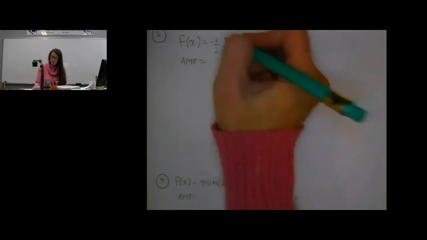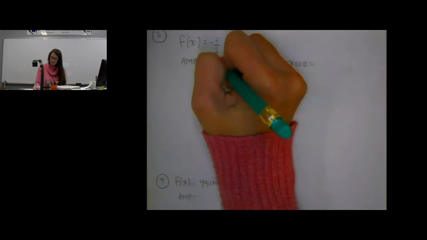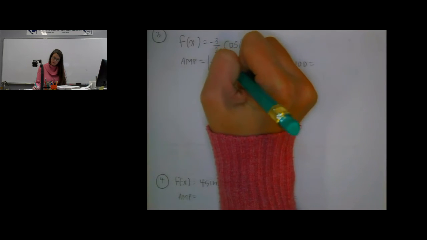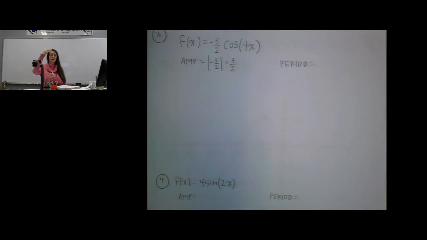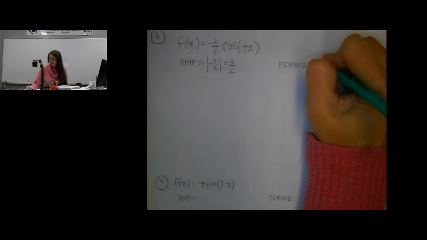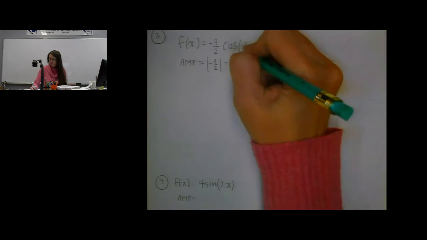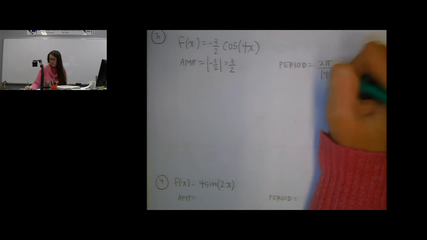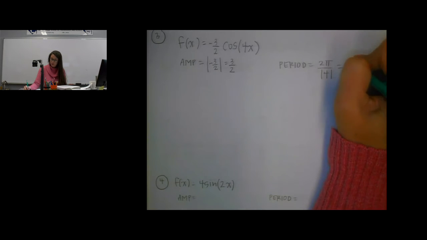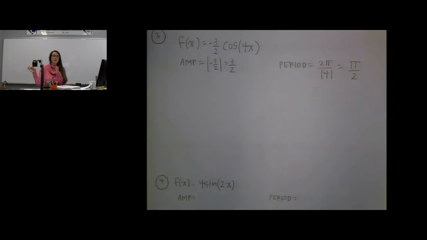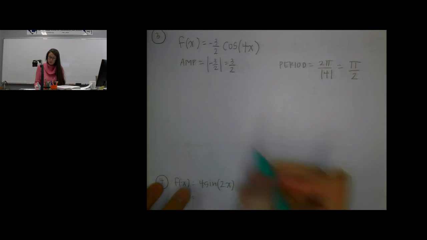So here the amplitude is going to be the absolute value of negative 3/2, which is just going to be 3/2. So that means that it's going to stretch, instead of being at a 1 and then a negative 1, it's going to be at 3/2 and negative 3/2. So that's in between 1 and 2. Okay. Period is going to be 2 pi divided by the absolute value of b. So this is going to be pi over 2. So that means this is going to shrink.